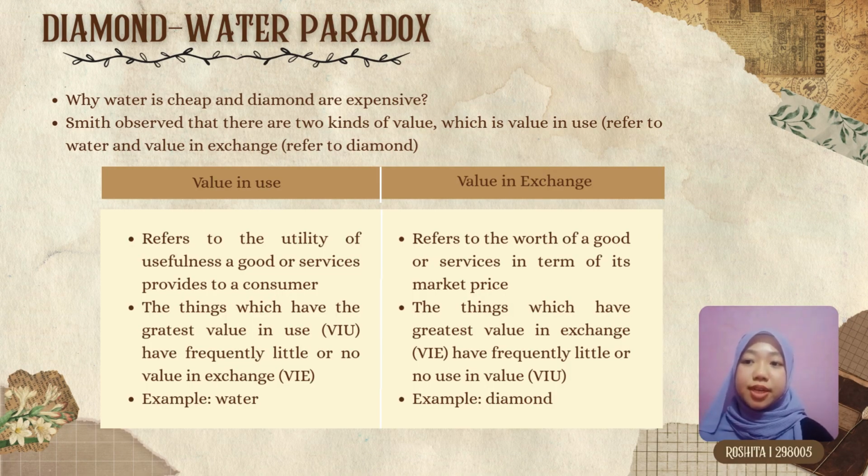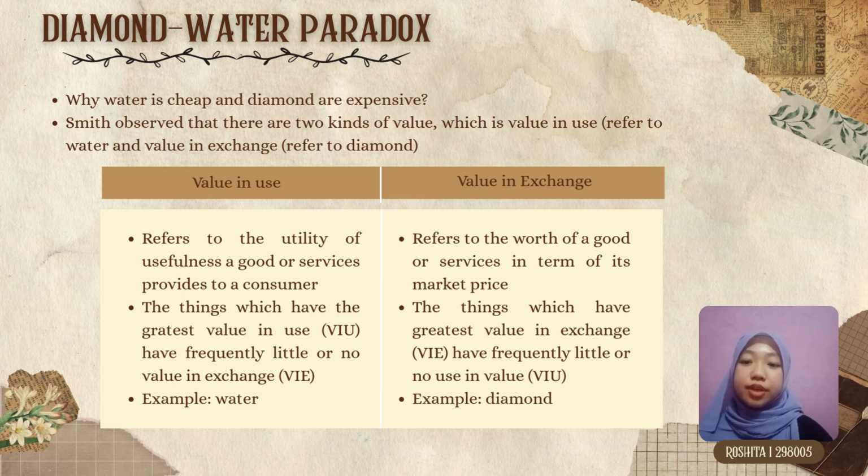For Adam Smith, he observed the diamond-water paradox. He observed why water, which is essential to life, is cheap, while diamonds, which are not essential to life, are expensive. Smith also observed that there are two kinds of value, which is value in use that refers to water and value in exchange that refers to diamond.